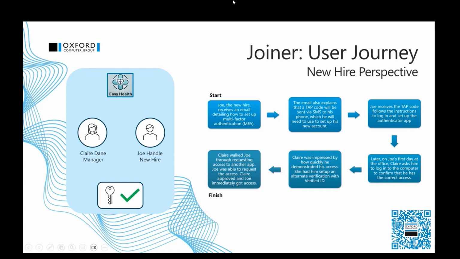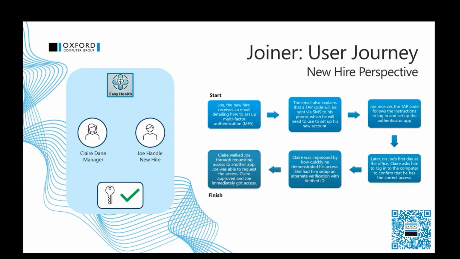Joe receives that TAP code on his cell phone. He follows the guide and successfully sets up the Authenticator app on his mobile device. Joe then logs in to verify his access, and he is successful. Joe then arrives to work on his first day. He's greeted by Claire, who has him log into his computer. Claire's pretty amazed that Joe's able to log in with no problem since he had already set up MFA on his device.